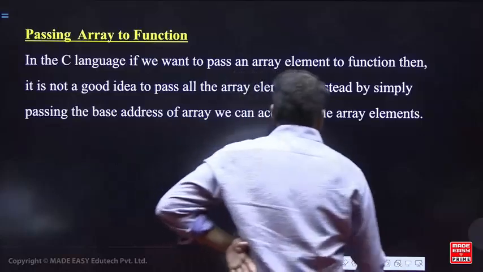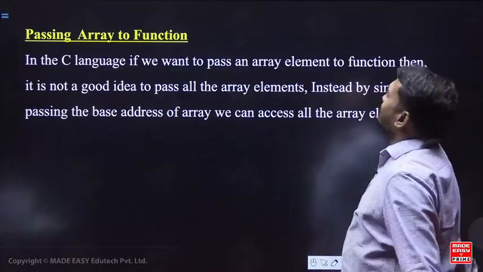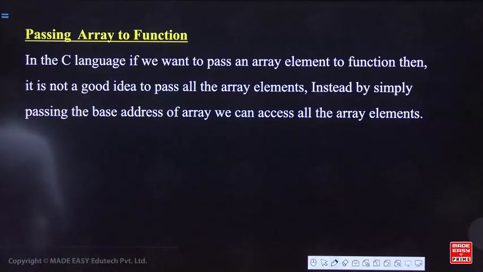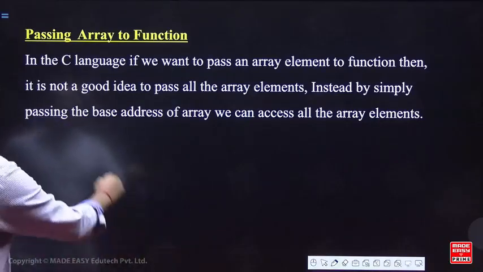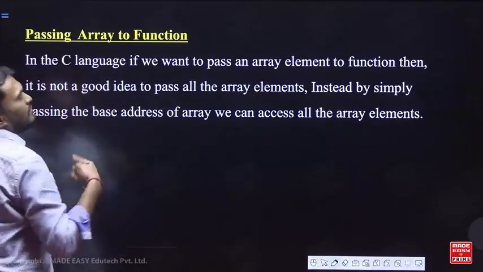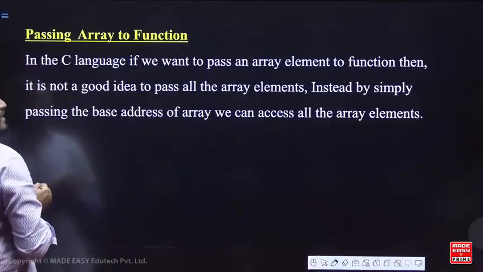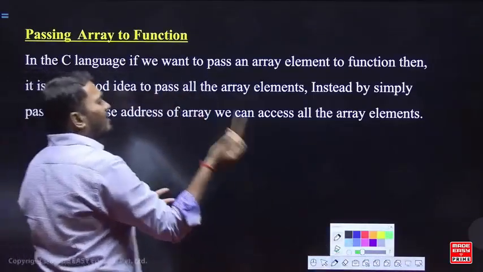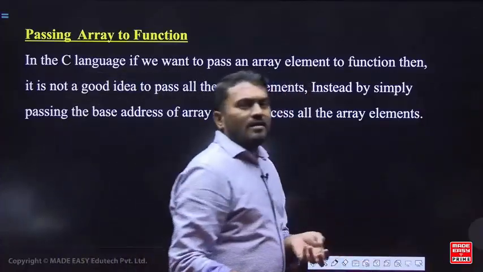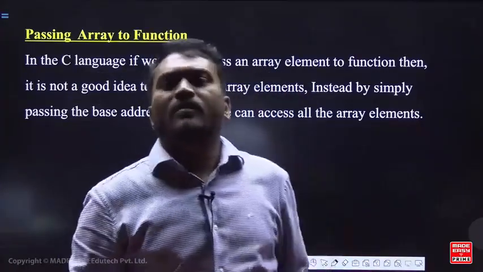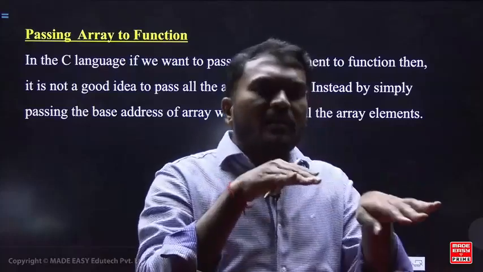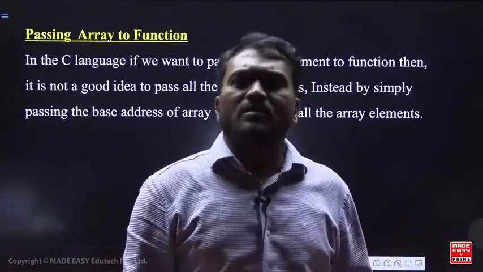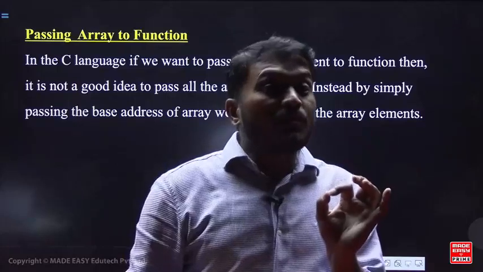Right. Understand here. So what is it saying in this? In the C language, if you want to pass array elements to a function, it is not a good idea to pass all the array elements one by one. So instead, what you can do is simply pass only what?